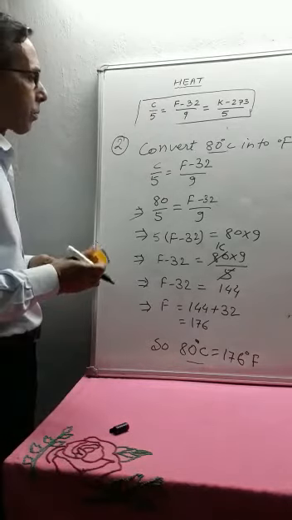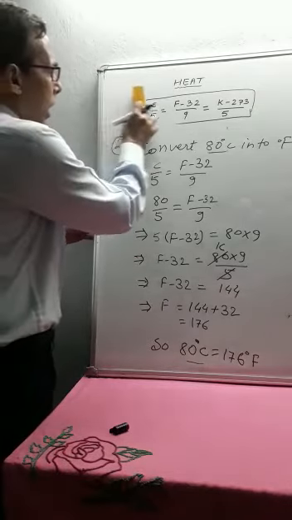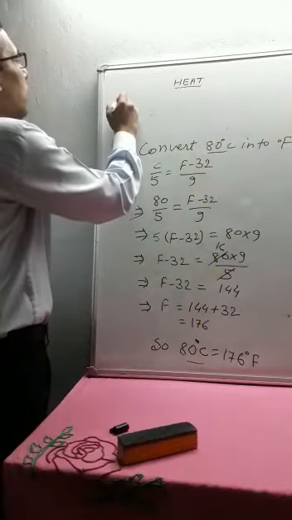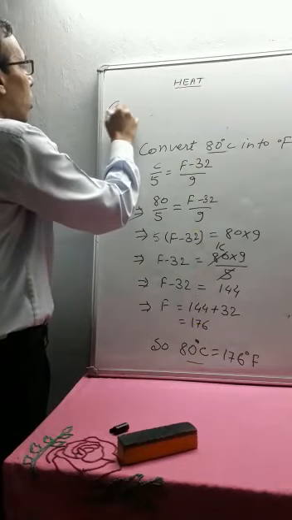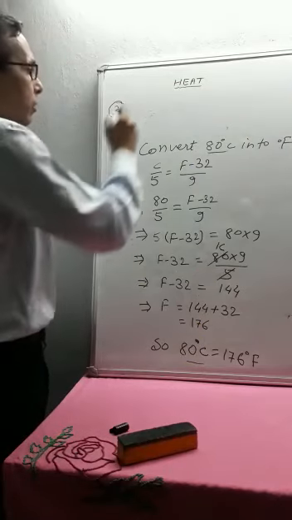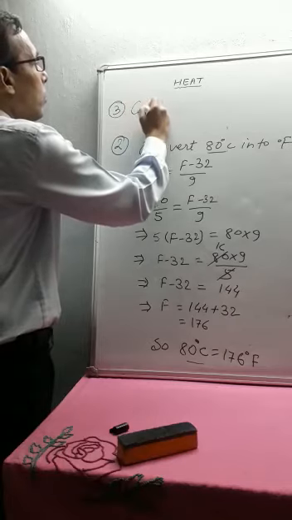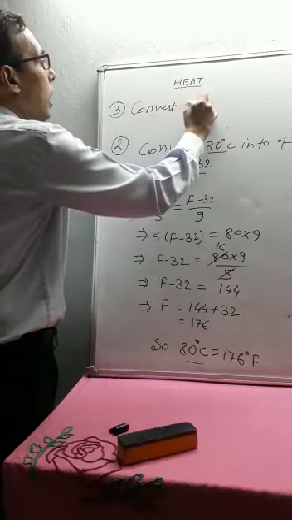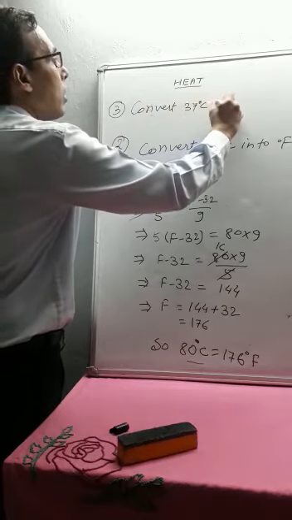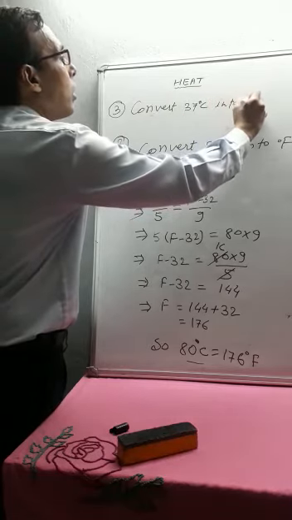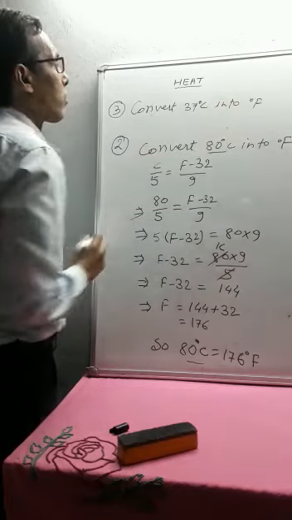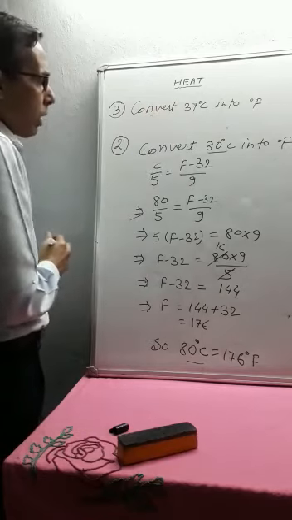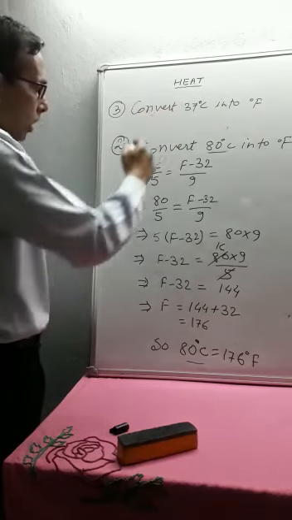Now I give one question. On the basis of this, you can solve it or practice in your copy. Convert 37 degrees Celsius into degree Fahrenheit. So you have to solve this question in your copy according to this formula.